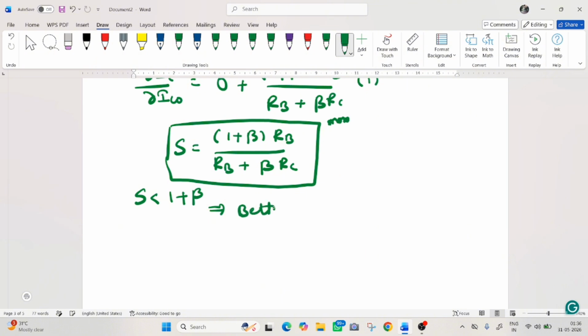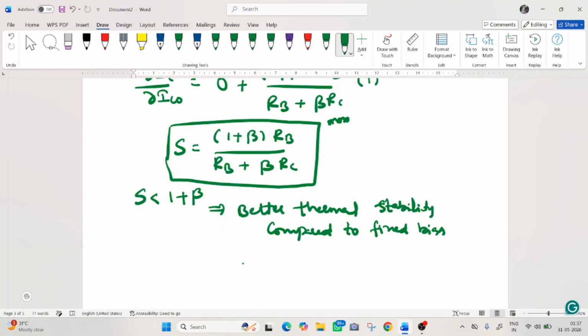It can provide a better thermal stability compared to fixed bias. Well, because in the previous case, the stability factor is 1 plus beta. Here it is less than 1 plus beta. But I already told you the stability factor should be as small as possible, right? Now we'll see. This is the case for the collector to base bias.